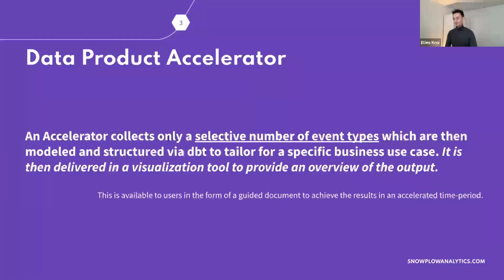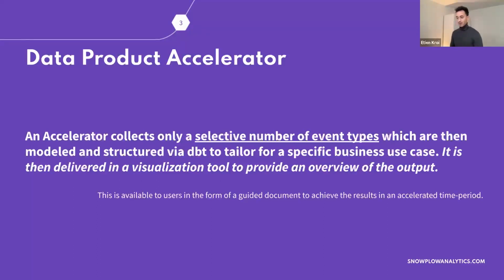Data product accelerators. This notion is lingering around in many data companies nowadays, and the importance of it is quite significant. So what is a data accelerator, right? First and foremost, it needs to solve for a particular business need or use case that the company has. From the technical aspect, it collects only a selective number of event types out of the data product that you have. This data set is then modeled and structured via dbt in your warehouse. This is then delivered in a visualization tool to provide an overview of the output that you're trying to solve. These can be dashboards and many other insights that you can get out of the solution that we provide in the warehouse.